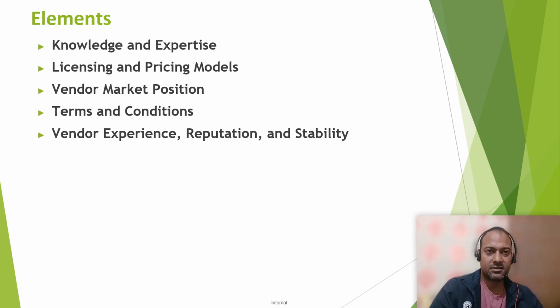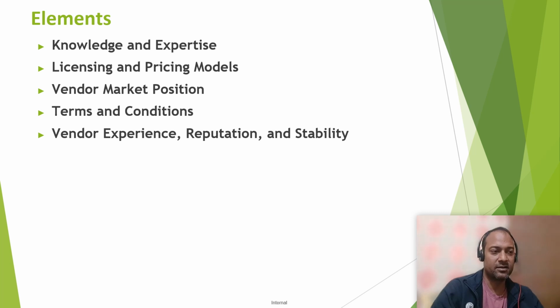Then the elements that come into the vendor assessment are, first, knowledge and expertise. If you are trying to select any vendor, then you should have knowledge, plus you also seek the expertise of selecting the vendor. This applies to the vendors as well: how much knowledge the vendor has, and how much experience or expertise that vendor has. Licensing and pricing models: different vendors might have different pricing models, different licenses and fees, so you have to explore each of that information before giving a contract. The vendor market position: how trustworthy that vendor is, which you also try to find out. It is basically a benchmarking that is set by the market itself against each vendor.